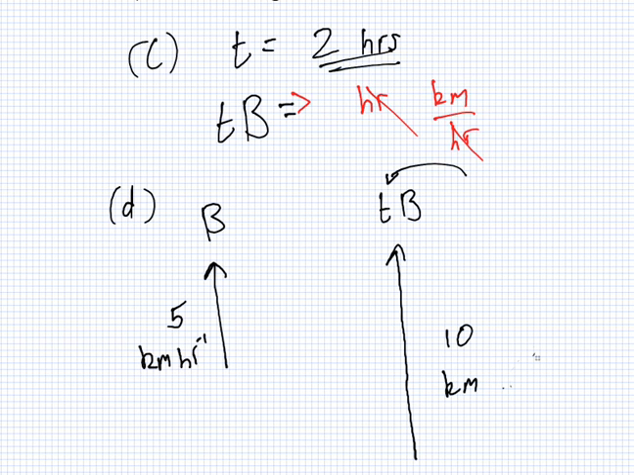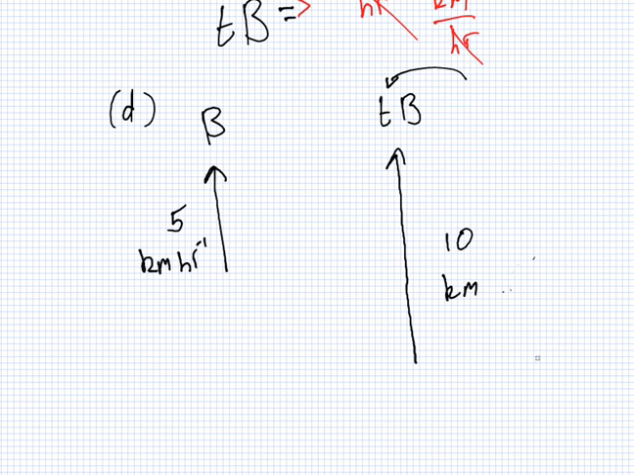Long day. Right, 10 kilometers. Okay, I think my next question now is to add them together. Can I add them together? No, I can't, because they're both km. So I can now do the next part, E, which is A plus TB.